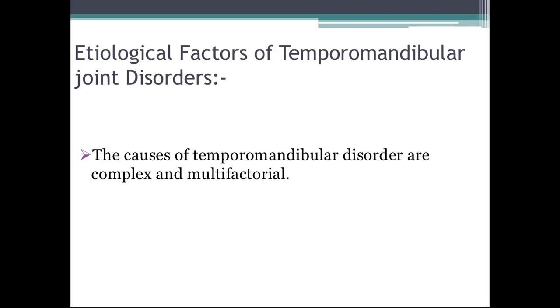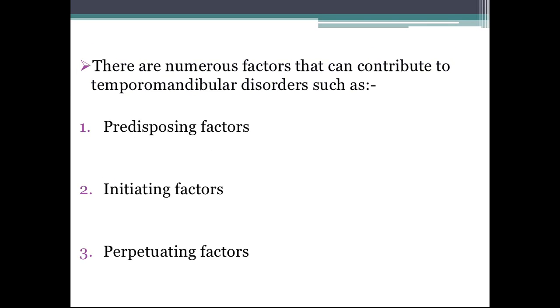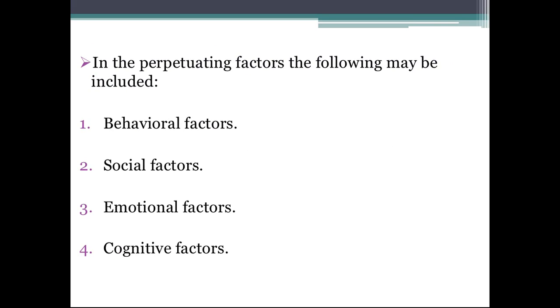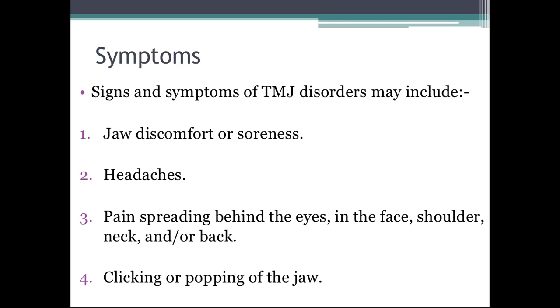Etiological factors of TMD. The causes of TMD are complex and multifactorial. The more common numerous factors that can contribute to TMD are predisposing factors, which can increase the risk of TMD, initiating factors causing the onset of TMD, and perpetuating factors that interfere with healing or enhance the progression of TMD. The perpetuating factors may include behavioral factors, social factors, emotional factors, and cognitive factors.